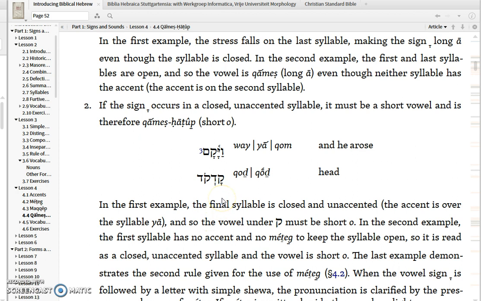Same thing with one of the words for head, kodkod. Here the first syllable, kod, is unaccented, the accent is on the last syllable because no other accents are indicated, and therefore as an unaccented closed syllable, the Kametz must be a short vowel. Short vowel would mean O, kod.